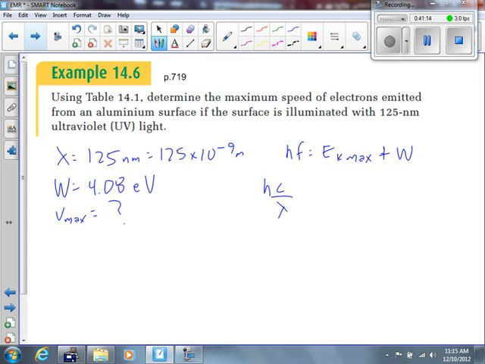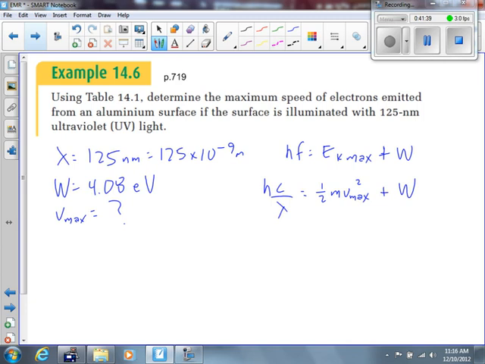It doesn't really matter. Nicole, what was the next thing you said? EK max? Right. So you're going to replace EK max with 1/2 mv max squared. Is that okay? Could you replace it with qV stop? Sure you could. Wouldn't help you because you're looking for v max, but you could replace it with qV stop. And we add that to the work function.